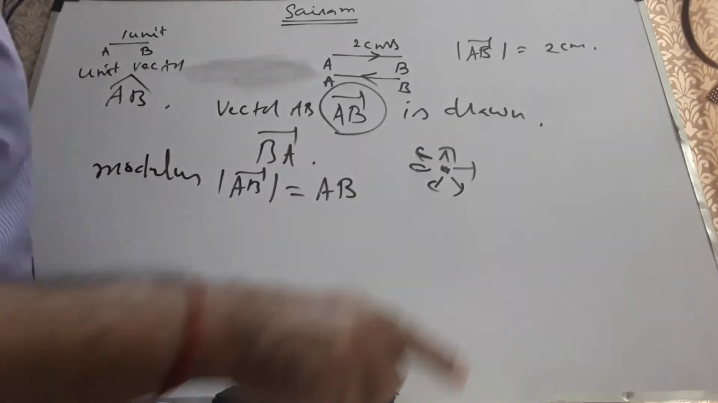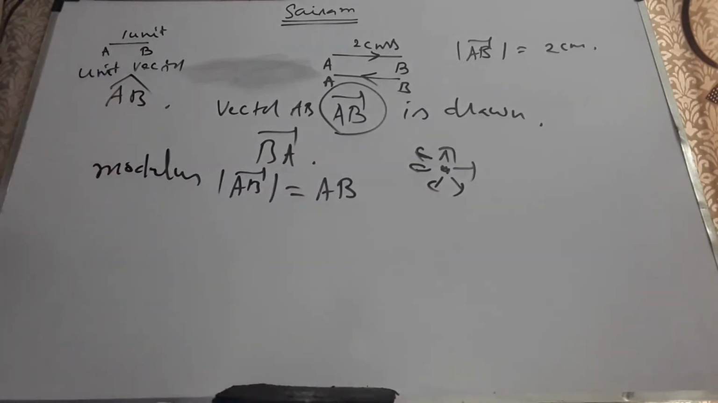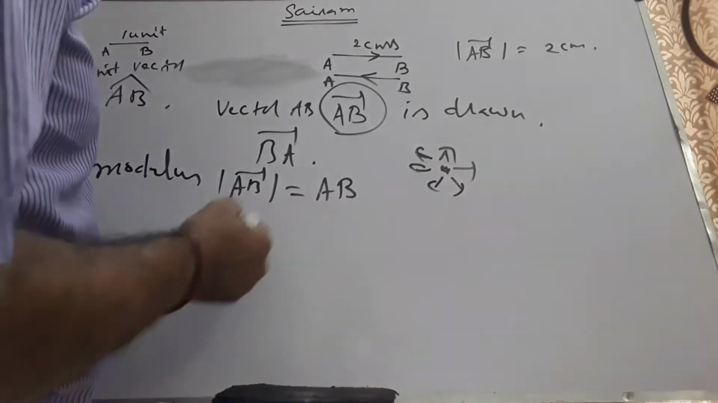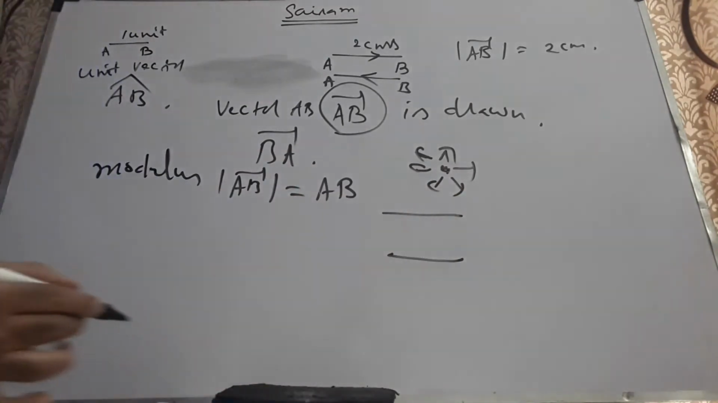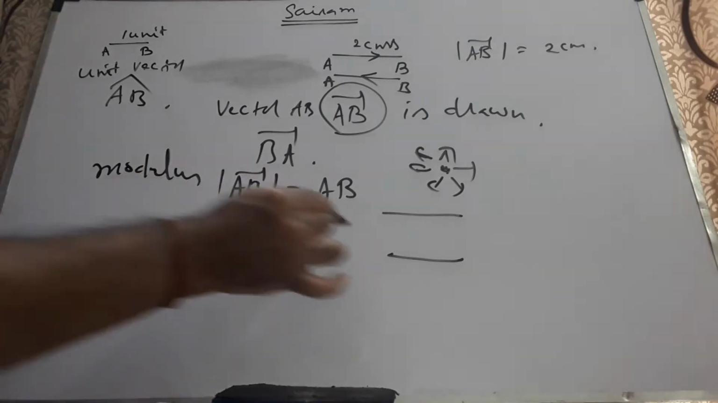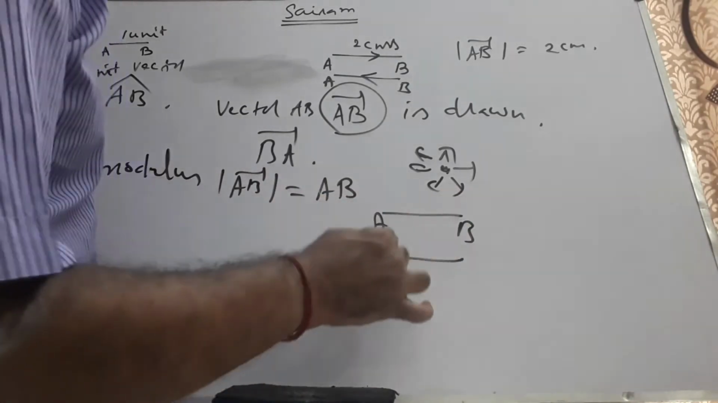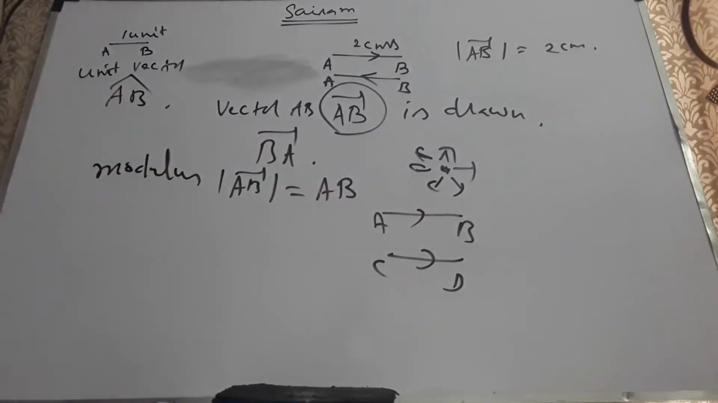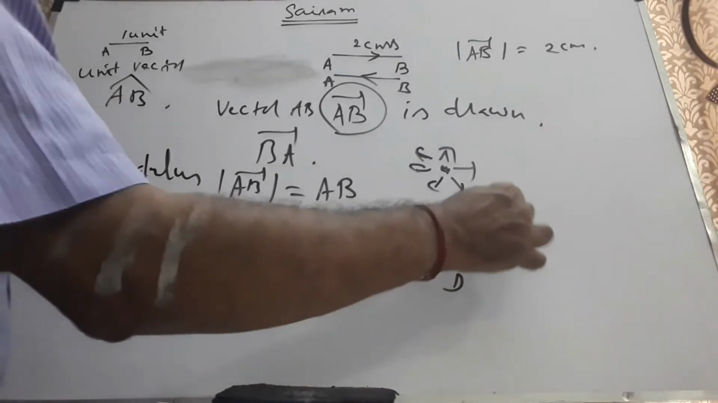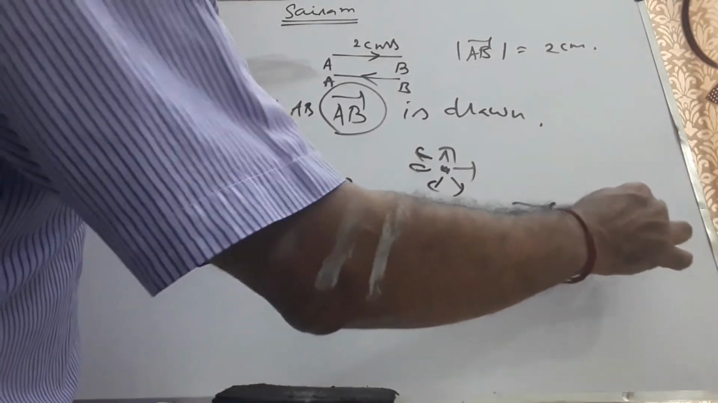The direction of the 0 vector is immaterial. And of course two vectors having the same direction and the same magnitude are equal vectors. In the drawn diagram, A, B, C, D are of the same direction and the same magnitude. Therefore, they are equal. Here AB vector is equal to CD vector.